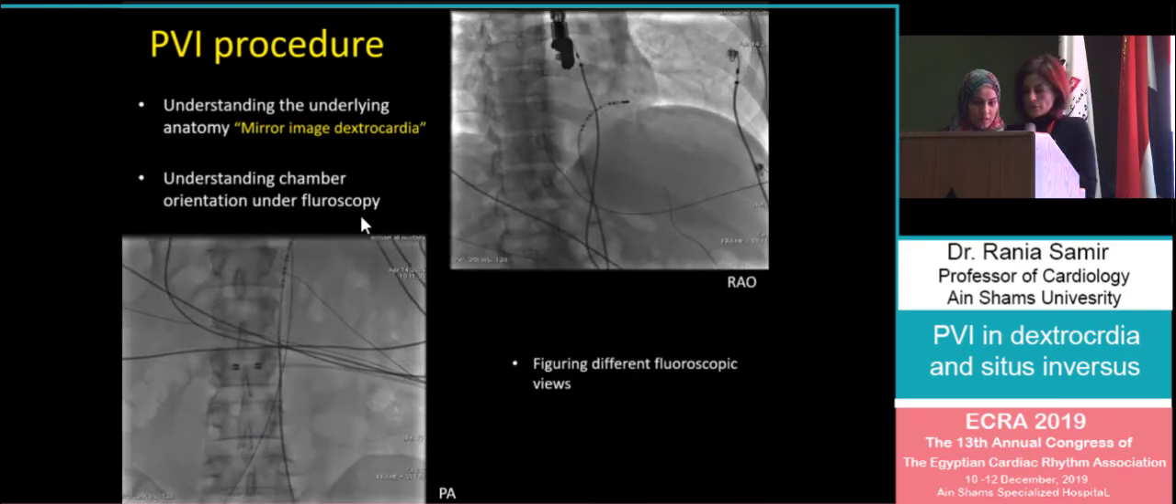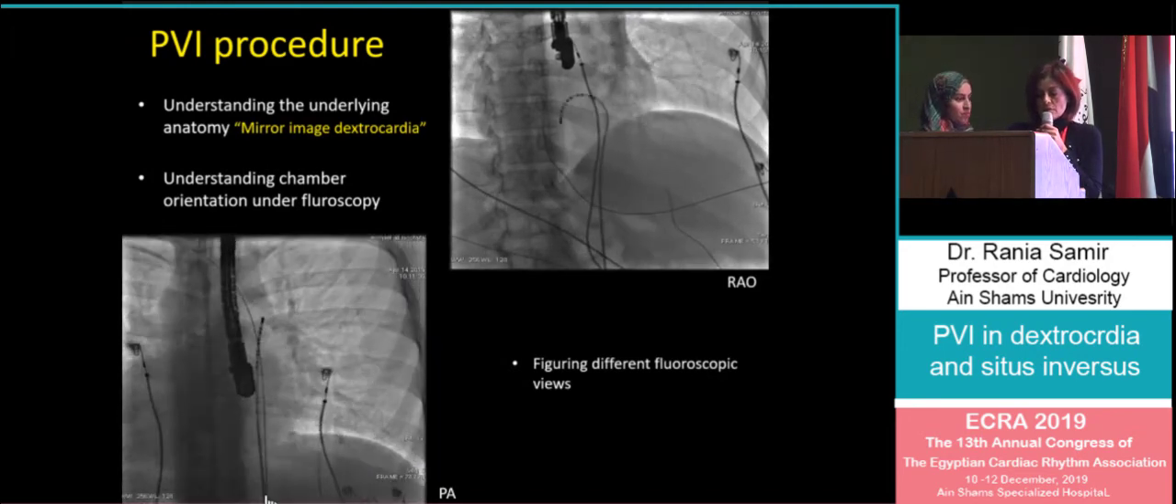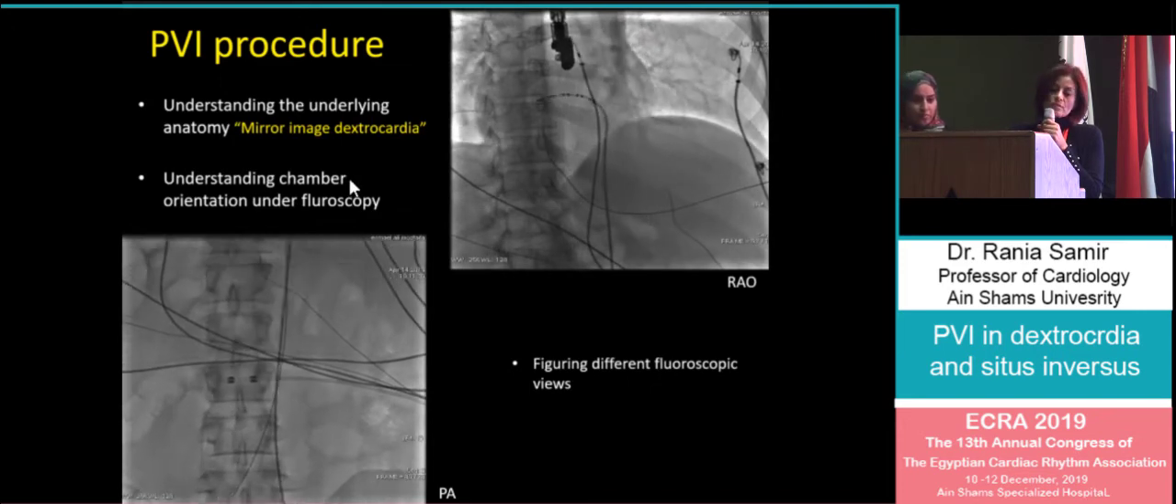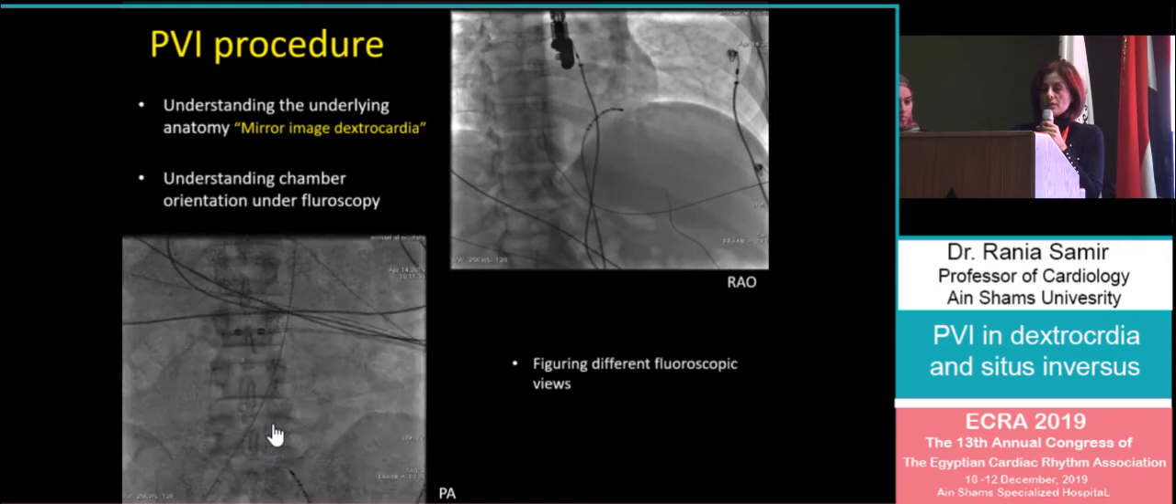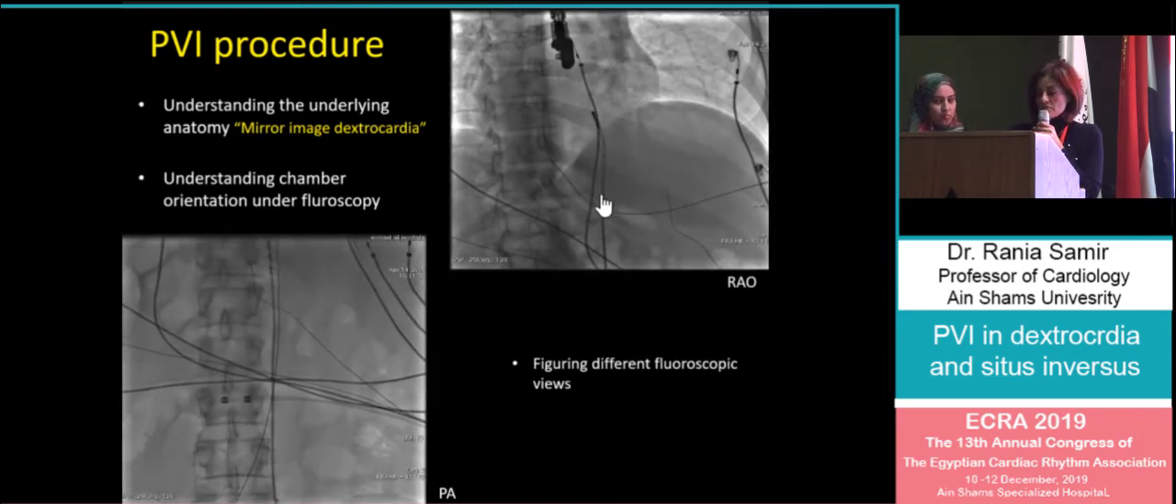Okay. We started our procedure by introducing our diagnostic catheter. This is the decapolar catheter that is going to land in the coronary sinus, and we can see here clearly that we have a left-sided IVC, because we have a situs inversus totalis.